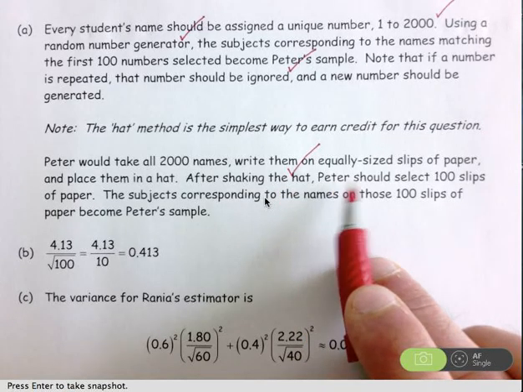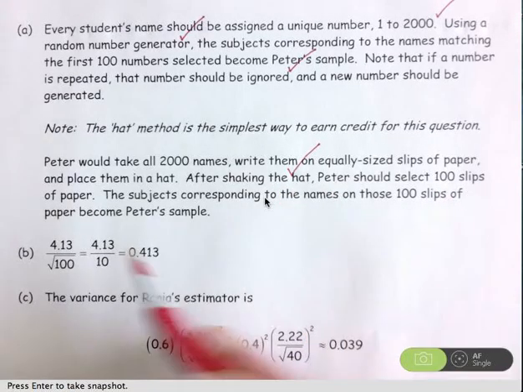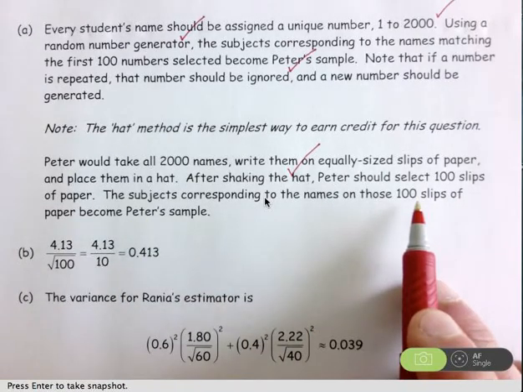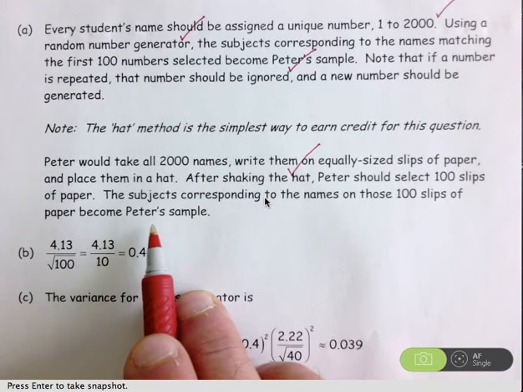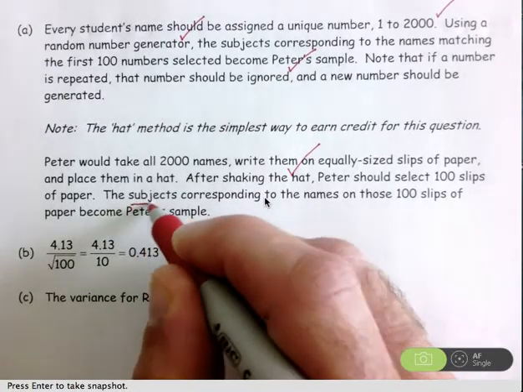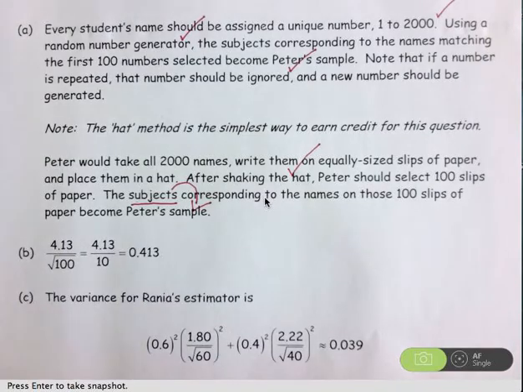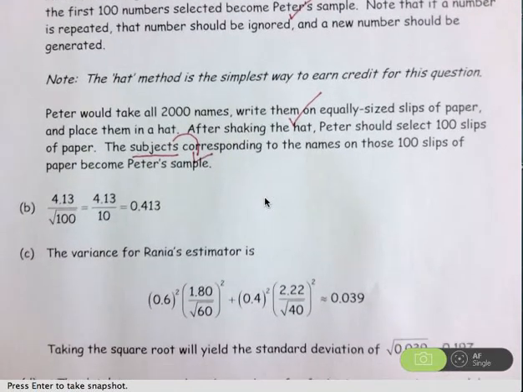So Peter should select 100 slips of paper, and the subjects whose names correspond to those 100 slips of paper become Peter's sample. Because the sample is not the numbers, the sample is made up of the subjects. So a best answer will use that word subjects, because it's not the numbers that become the sample, it's the subjects that are put into and become the sample.